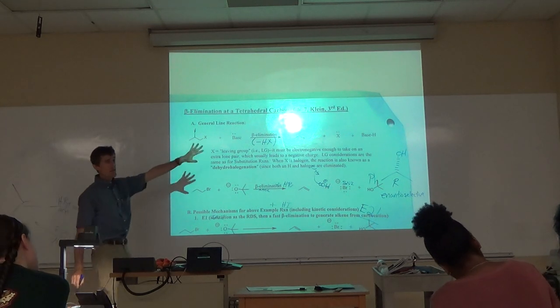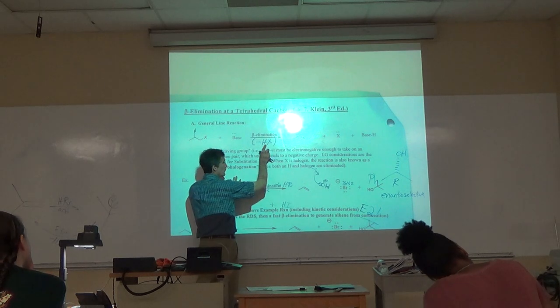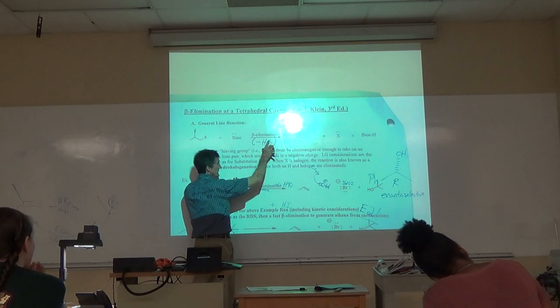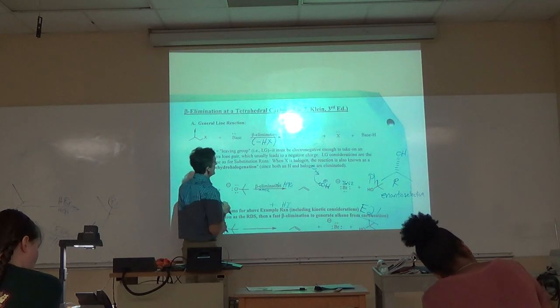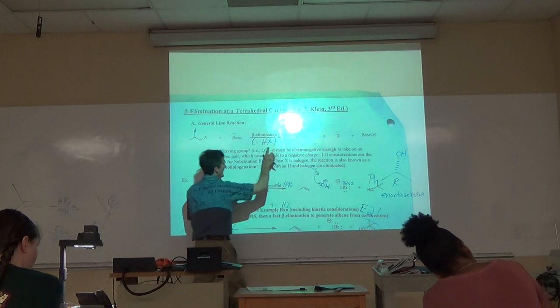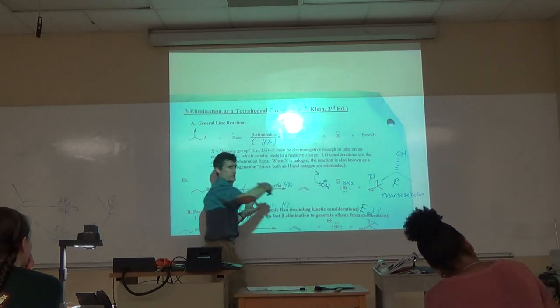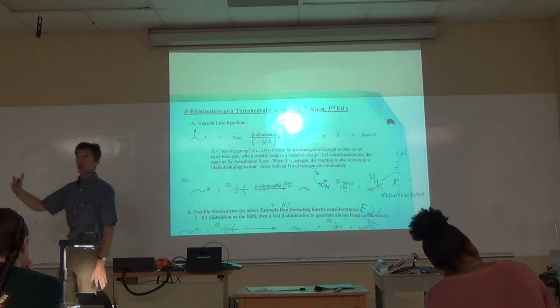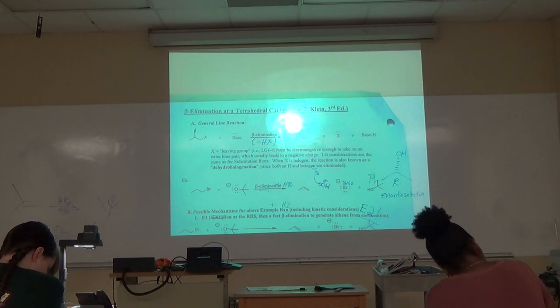That doesn't mean we're forming HX. This is just formally what atoms are being eliminated in HX. It's actually the base that takes the H, and the leaving group just leaves and becomes like Br minus or something. Now in some cases it could team up with the H and make HBr. Very generic.